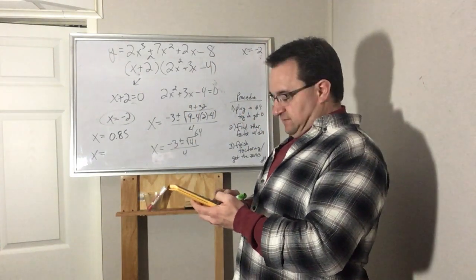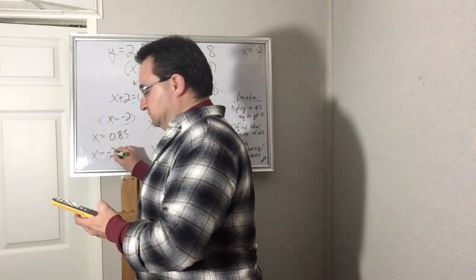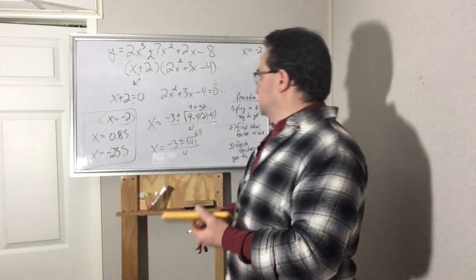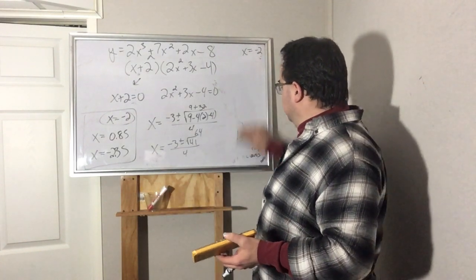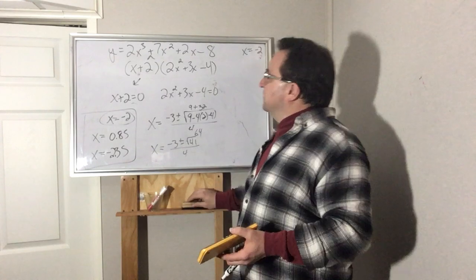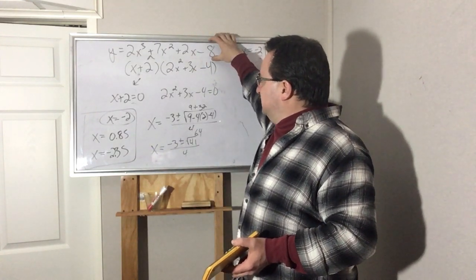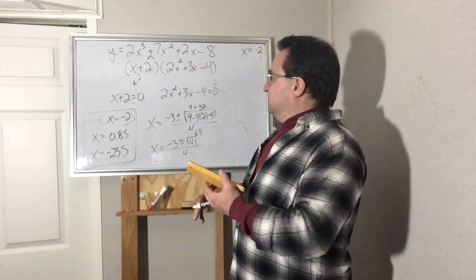Minus 3 minus 6.4 divided by 4. So there are my zeros. Okay, so let's play through that again. What did I do? I tried numbers, I plugged numbers in that went into this 8 until I got 0. That worked. That made this my factor.